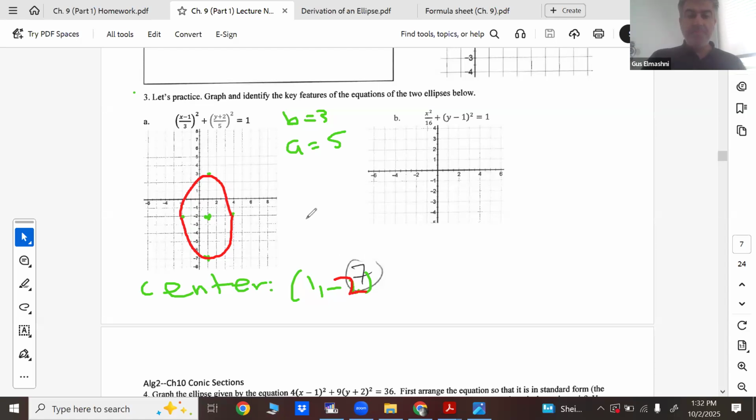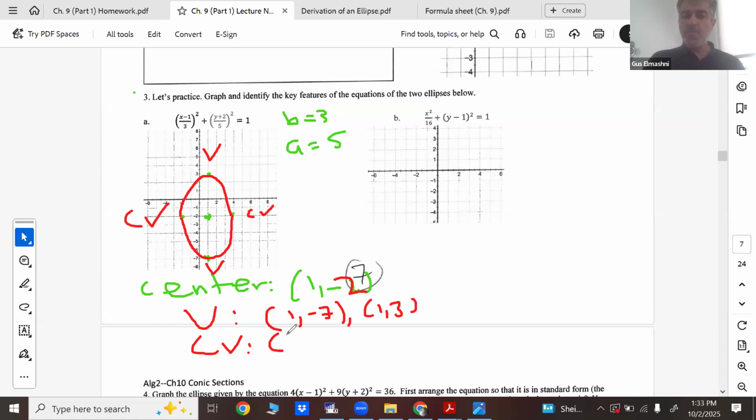There you go. When I ask for the key features, it's kind of a pain, but we should do it. What are my vertices? 1, -7 and 1, 3. My co-vertices: -2, -2 and 4, -2.